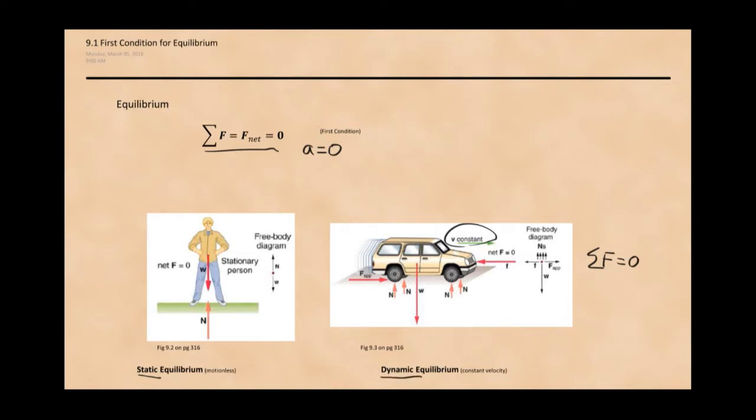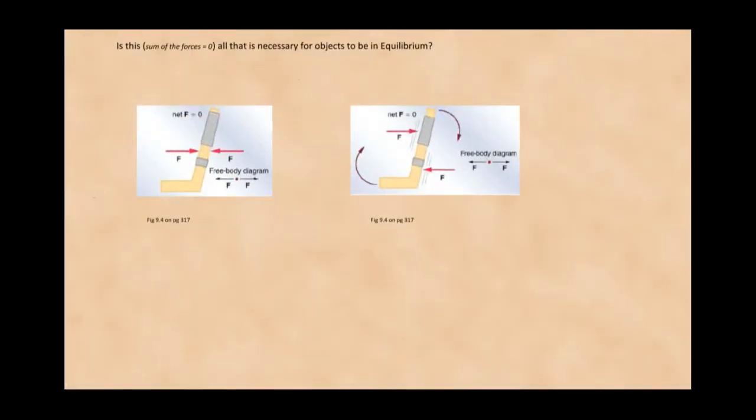Now the question comes up, is this all we need for equilibrium? When I have sum of the forces equals zero, is that all that's necessary for objects to be in equilibrium? Well, let's take a look at another situation. In this figure, I have a hockey stick lying on a piece of ice. So this is a top-down view.